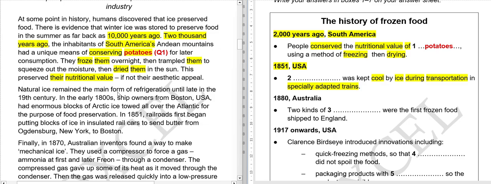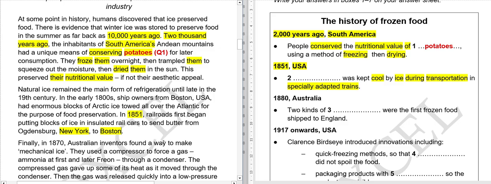Natural ice remained the main form of refrigeration until late in the 19th century. Okay, this is the 19th century, as I have told you earlier. In the early 1800s, ship owners from Boston, USA had enormous blocks of Arctic ice stored all over the Atlantic for the purpose of food preservation. In 1851, railroads began putting blocks of ice in insulated rail cars to send butter from Ogdensburg, New York to Boston. If you are familiar, New York and Boston are both in the USA.